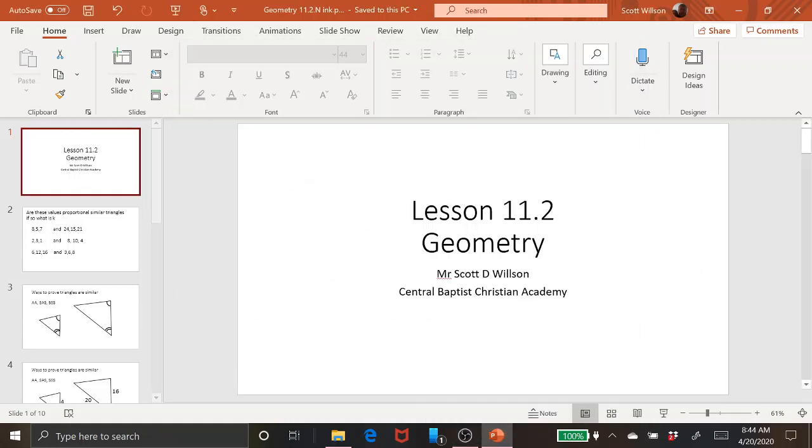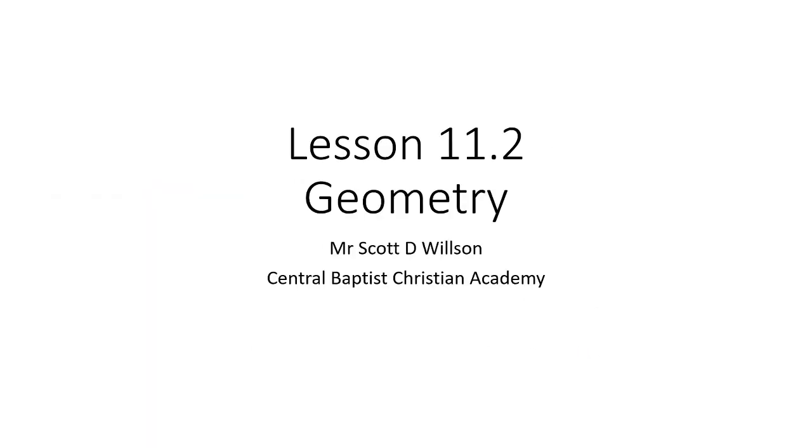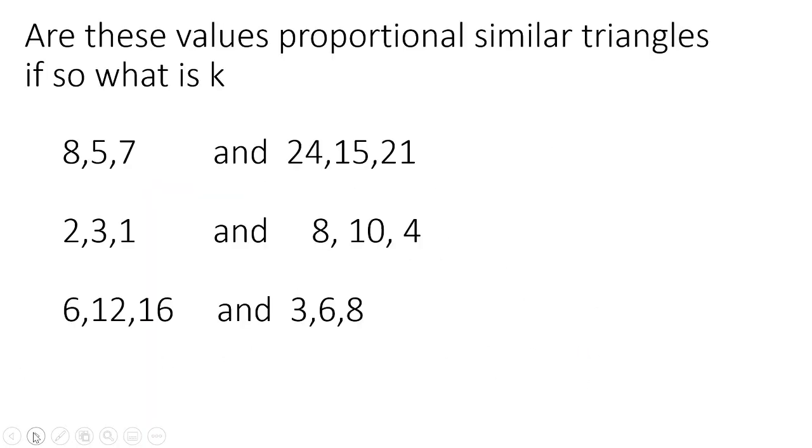Today we're going to be working on 11.2, which has to do a little bit more with proportions and similar triangles. And so let's say that these were the values of three sides of a triangle. The question is, are they proportional? And if they are, what is K? There's a couple of different ways that we can go about doing this.